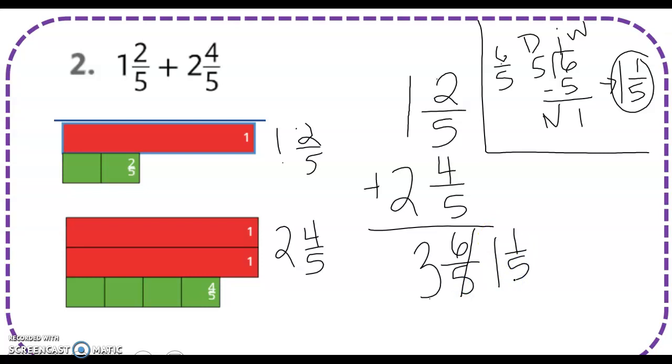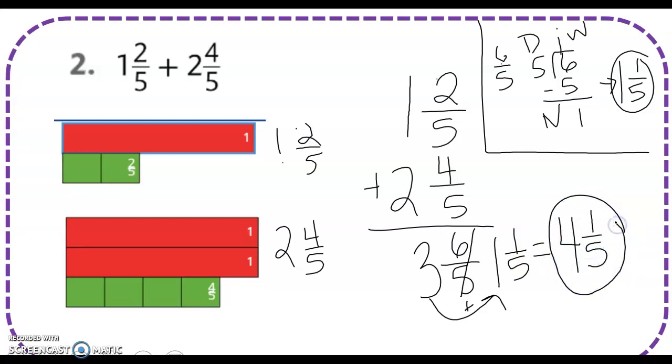That's not my final answer. Don't forget to add your whole. So 3 plus 1 is 4, and my fraction stays the same. My final answer is 4 1/5. If you look at the fraction sticks, we actually have 1, 2, 3 wholes plus 1/5, 2/5, 3/5, 4/5, 5/5, 6/5. So same thing that we have here, but we couldn't leave it that way. We had to turn it into a mixed number and combine that with the whole number.